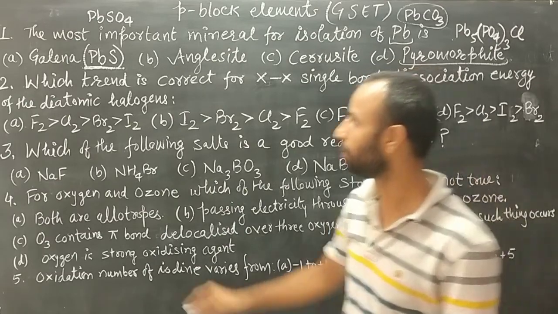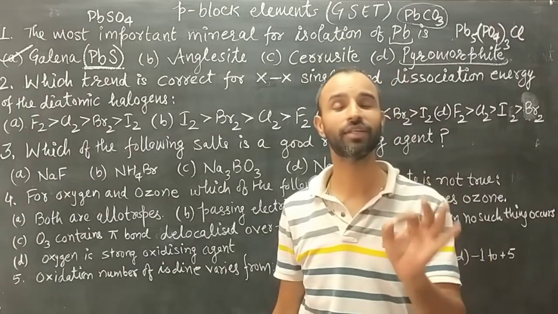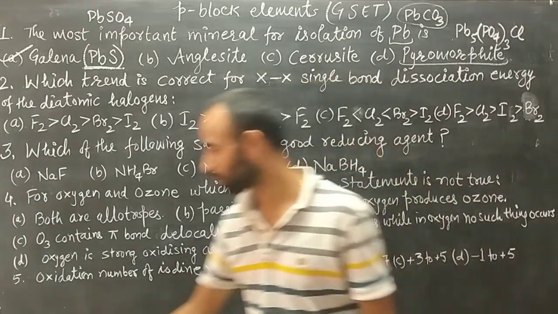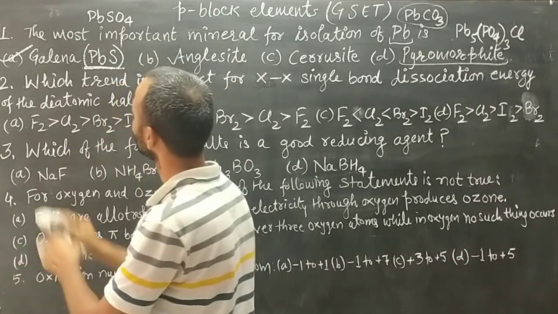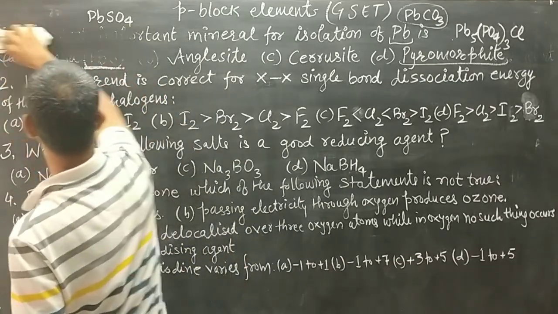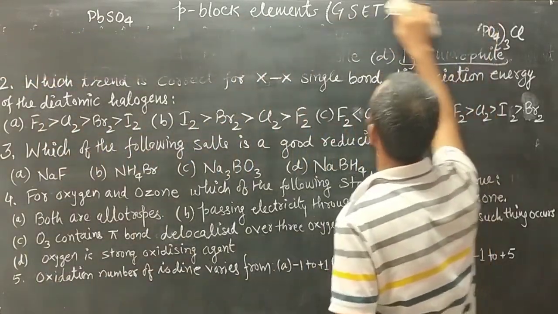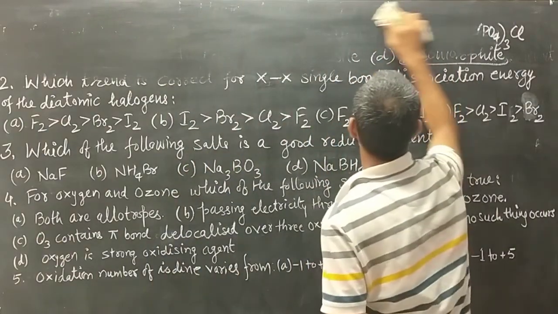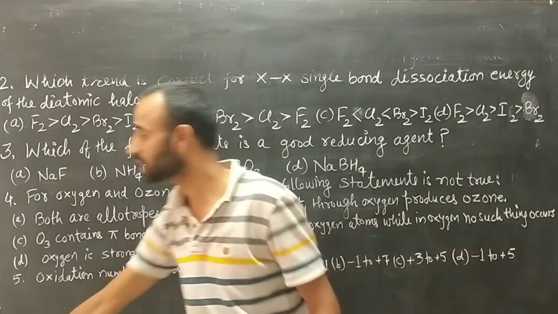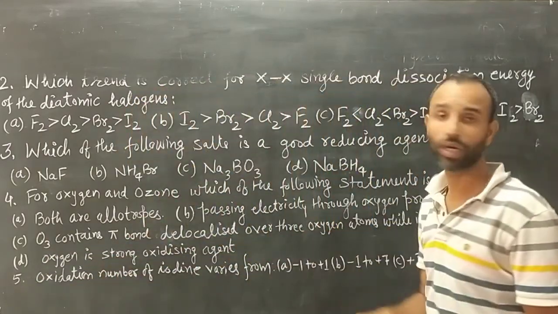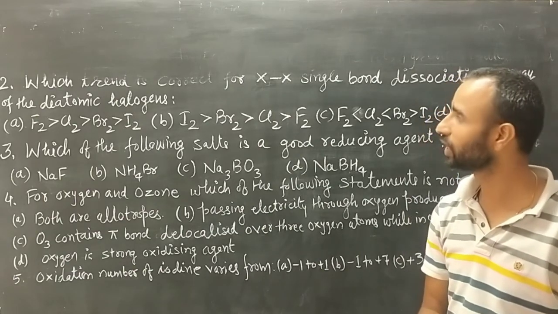Okay, so in our question answer is galena, that is lead sulfide, right? So first question, it is 2002 question and answer is galena, right? Now come to second question. Which trend is correct for X-X single bond dissociation energy of the diatomic halogen?